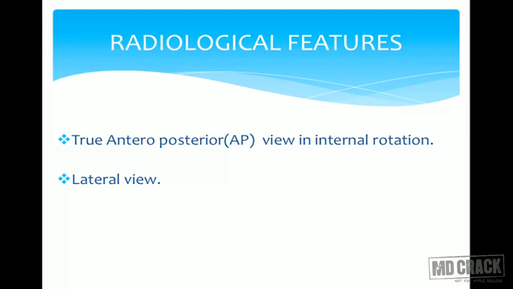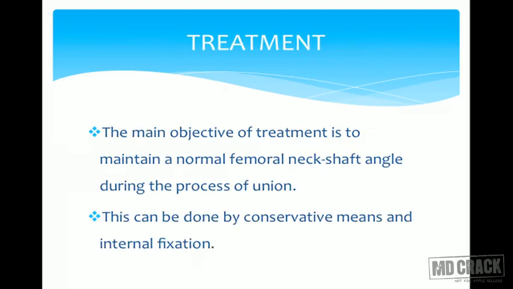For the radiographic features, a true anteroposterior radiograph must be taken, as well as the lateral view of the affected hip. A certain clue can also be got by taking the limb in internal rotation. When you internally rotate the limb while taking the X-ray, this will give a good fracture configuration, especially for fracture neck of femur, and helps to differentiate between fracture neck of femur and intertrochanteric fracture.